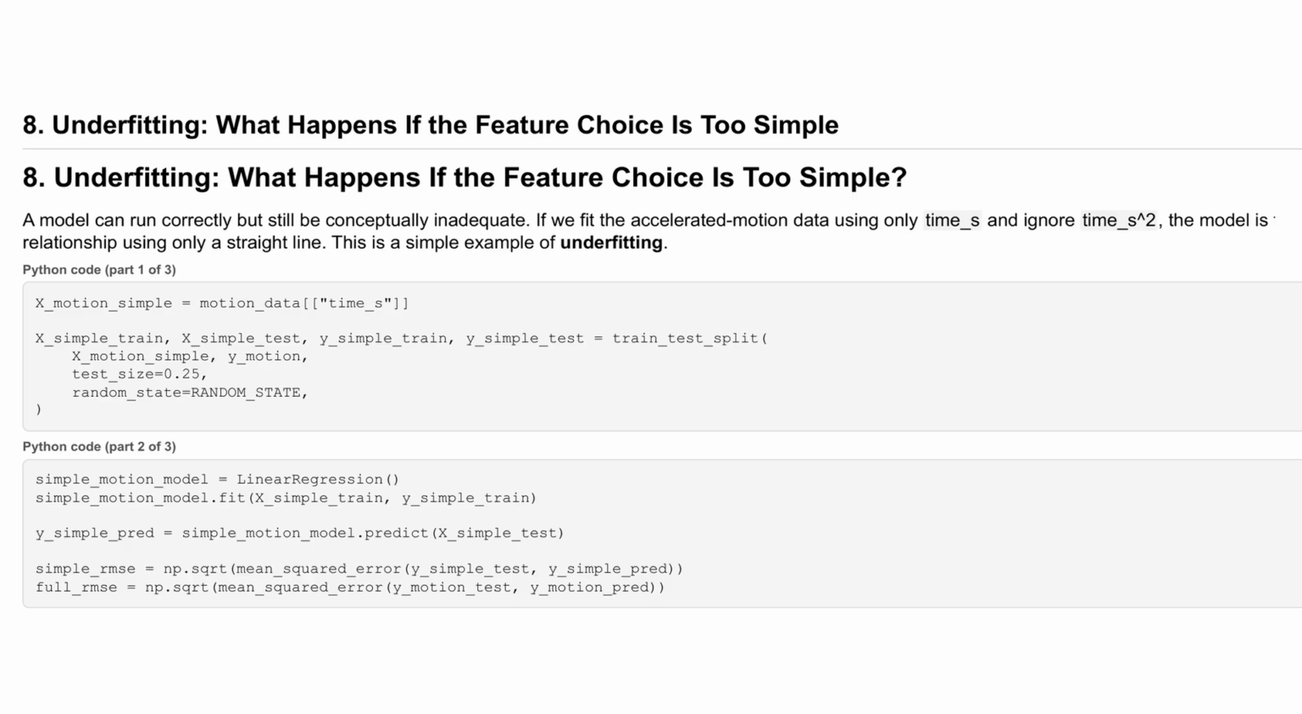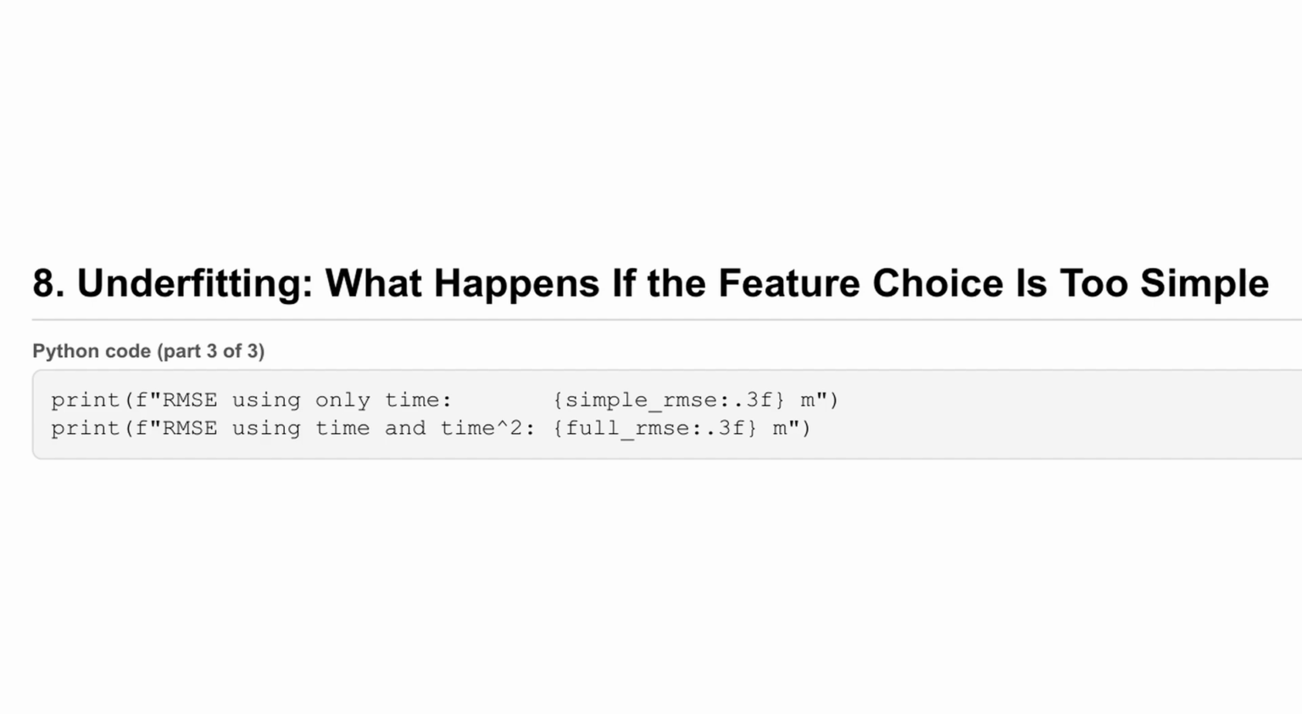What if we do not provide the right features? If we only provide time to our model and ignore time squared, the model is forced to fit a straight line to curved data. We set up a new model with this limited feature to demonstrate this issue. We compare the error of this overly simple model against our full physics-informed model. We print out the root mean squared error for both to see the quantitative impact of missing the acceleration term.